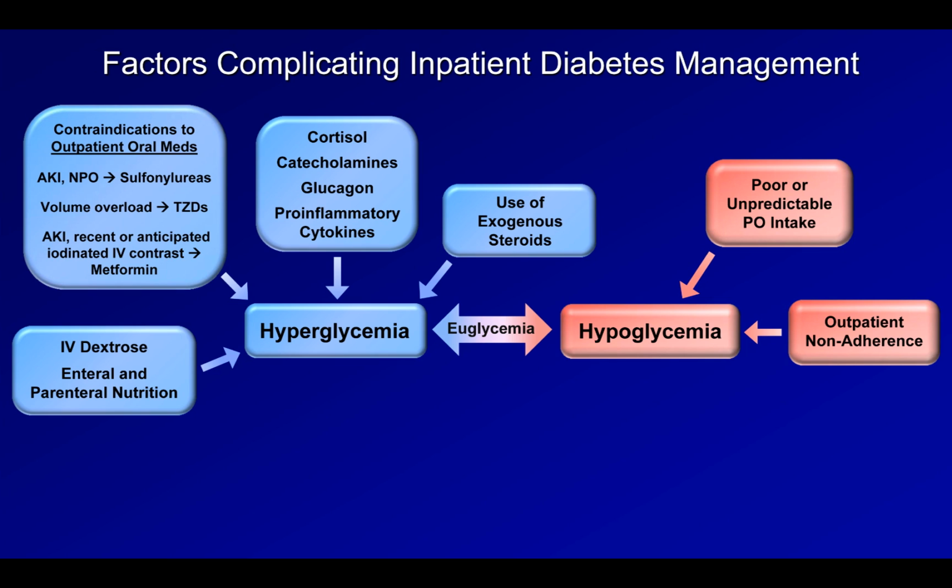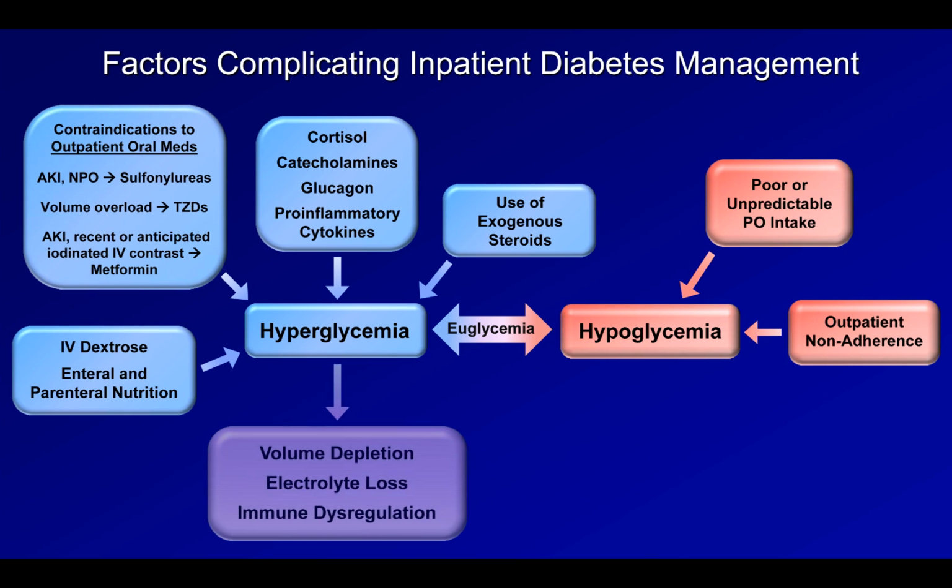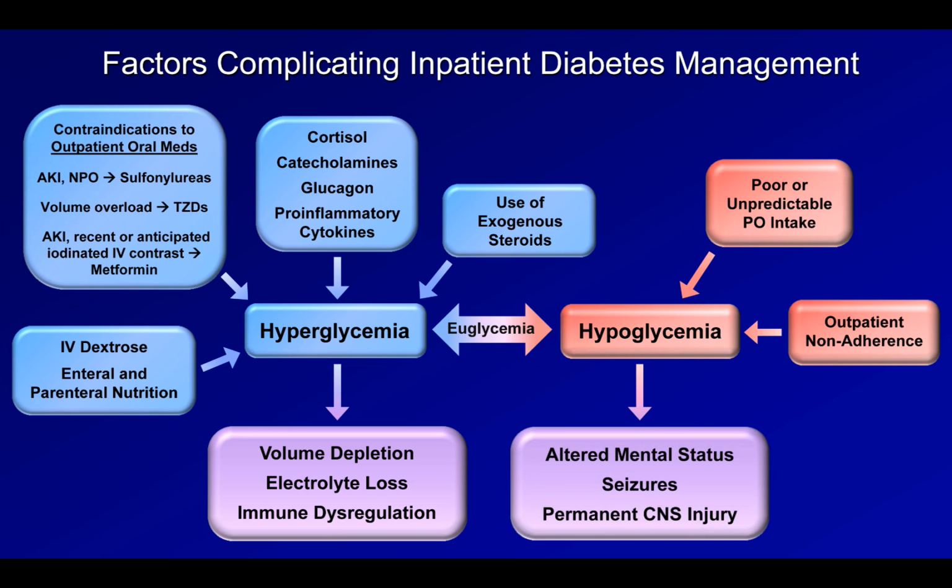The consequences of hyper and hypoglycemia can be severe. Hyperglycemia can lead to an osmotic diuresis and volume depletion, electrolyte loss, and general immune dysregulation, while hypoglycemia can lead to altered mental status, seizures, and if not immediately corrected, permanent CNS injury.